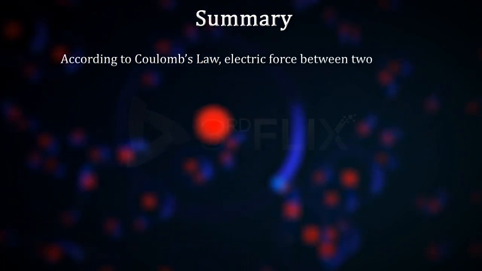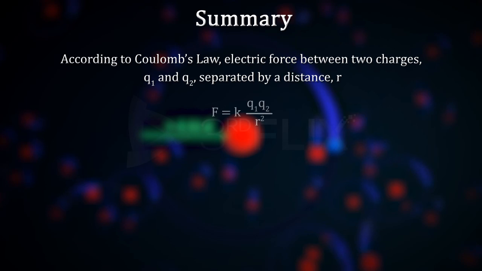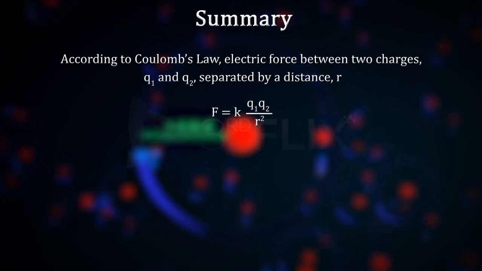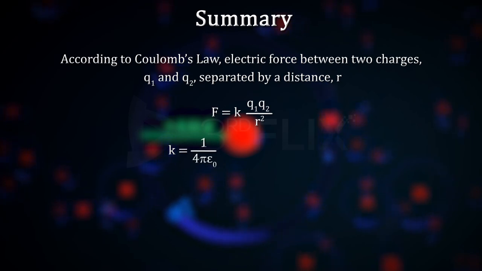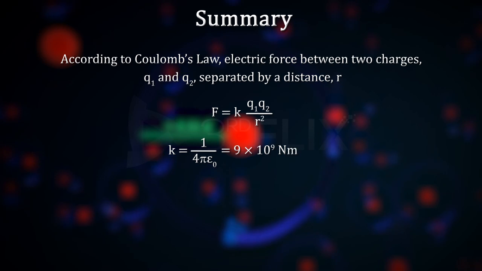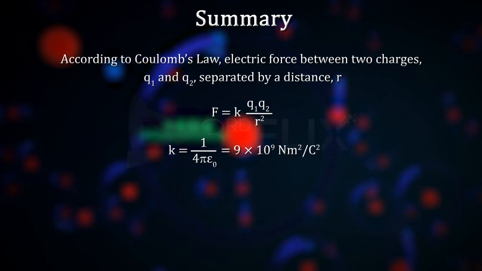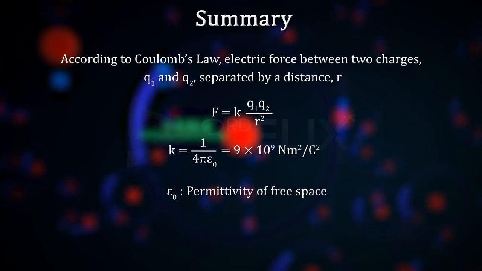Summary. According to Coulomb's law, electric force between two charges Q1 and Q2 separated by a distance r is equal to k Q1 Q2 by r square, where k is equal to 1 by 4 pi epsilon naught and its value is 9 into 10 power 9 Newton meter square per Coulomb square. Epsilon naught is known as permittivity of free space.